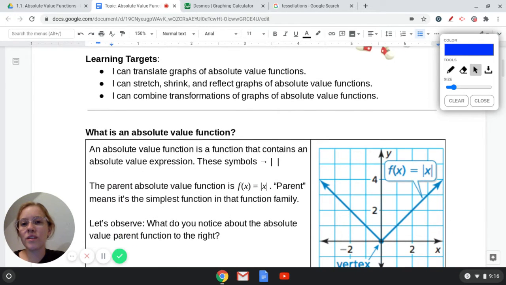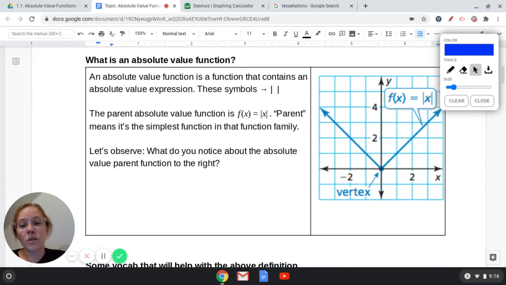Learning targets: we're going to translate the graphs, which means slide, move left to right, up and down, stretch, shrink, and reflect. Stretch is to make it larger, either side to side or up and down. Shrink, make it smaller, or reflect, so a flip. And then you can do a combination of transformations. So those are our key ideas.